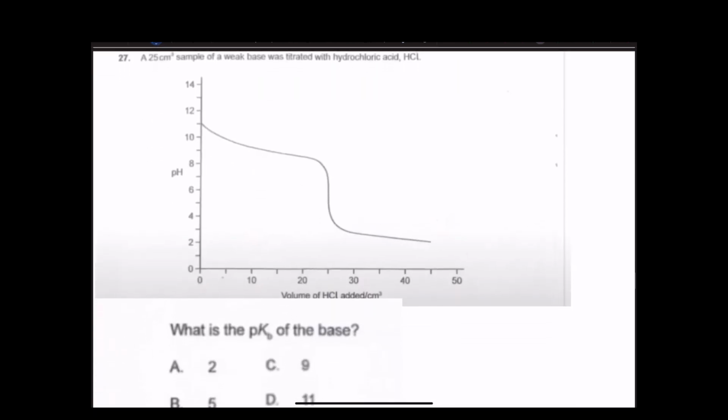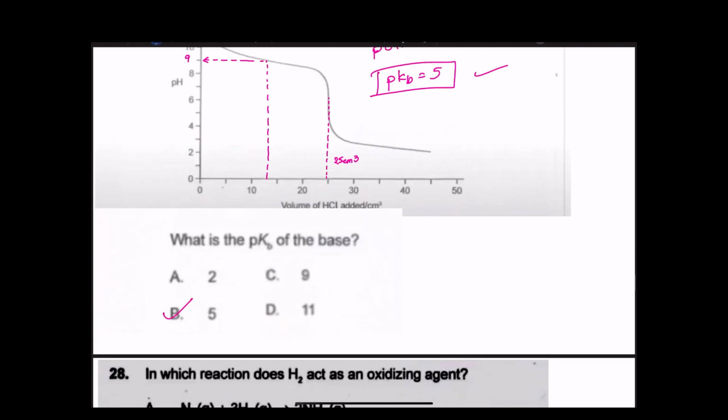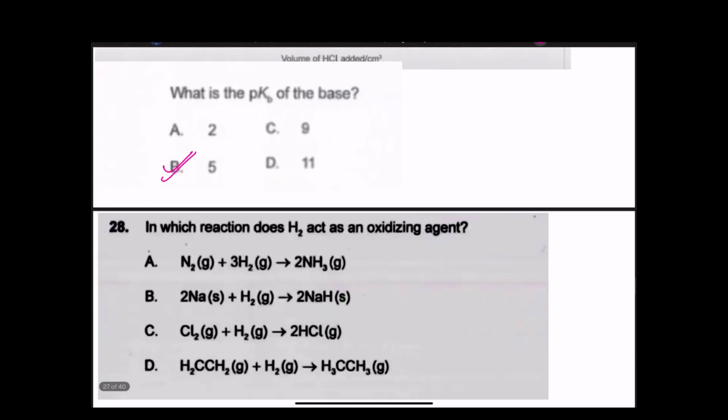Moving to the next part, we have this simple acid question. A 25 centimeter cube sample of weak base is titrated with HCl. We have to find the pKb of the base. So you have to find the half equivalence point, which is 12.5. 12.5 will approximately be in the midpoint of these two. When I go here, the pH is 9. pH 9 means the pOH would be 14 minus 9, which is 5. So pKb of the base would be 5. So the answer would be option B.